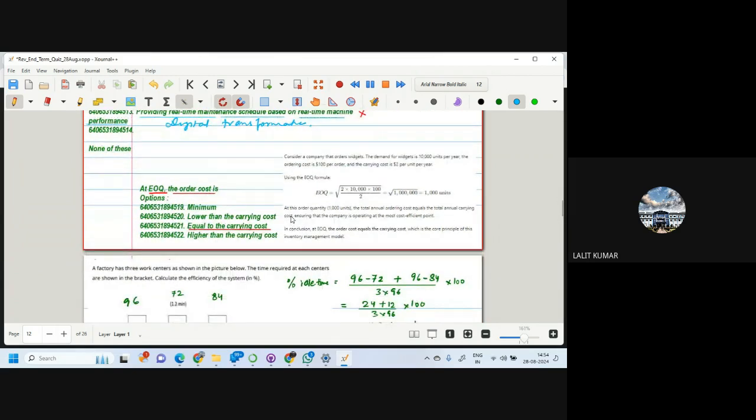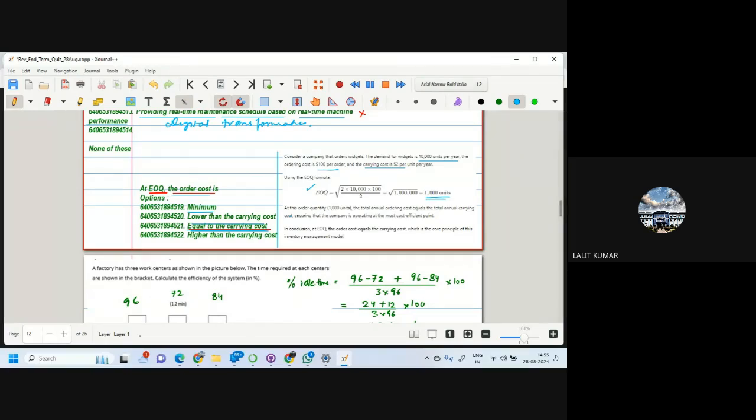Now, at EOQ, is the order cost minimum, lower than the carrying cost, or equal to the carrying cost? So, at the economic order quantity, always the order cost is equal to the carrying cost. And here I have given one example just to understand. There is a company, the demand for widgets is 10,000 per year. The ordering cost is $100 per order, and carrying cost is $2 per unit. So EOQ comes to 1,000 units.